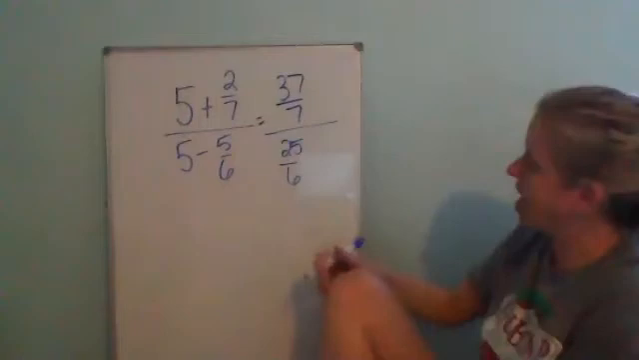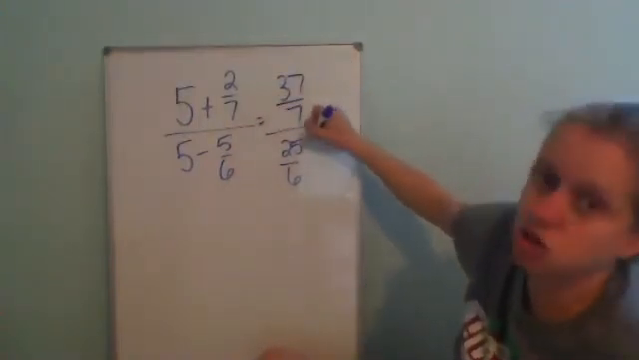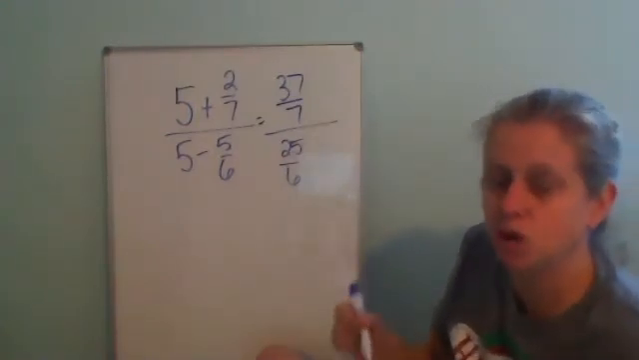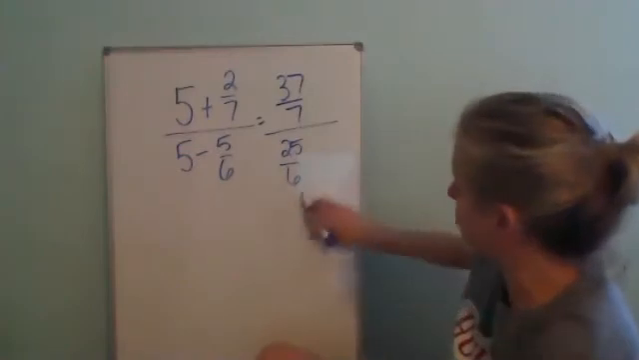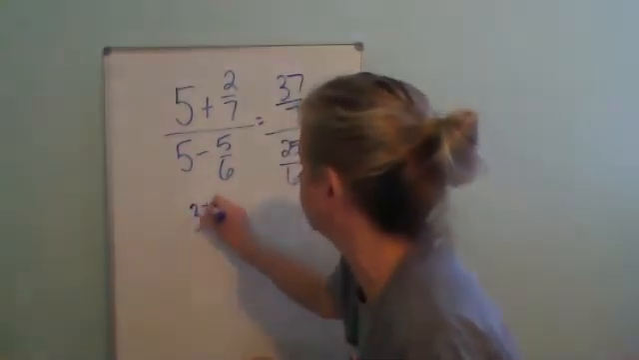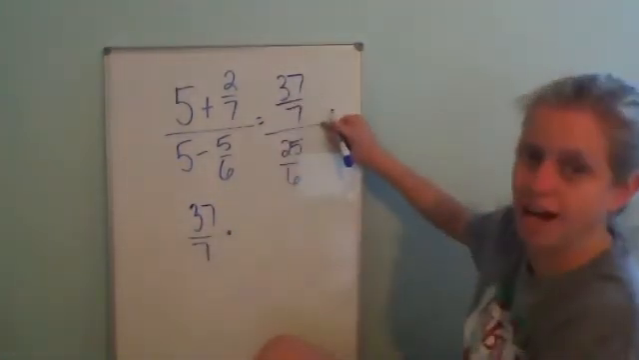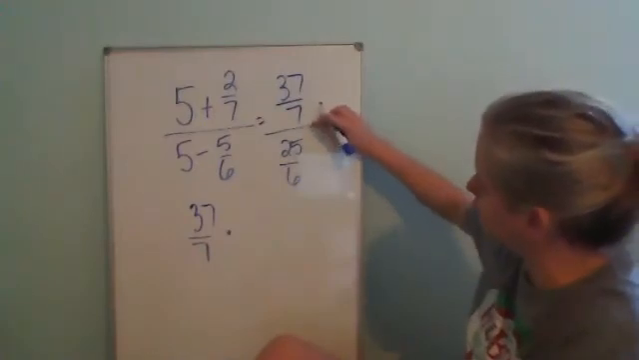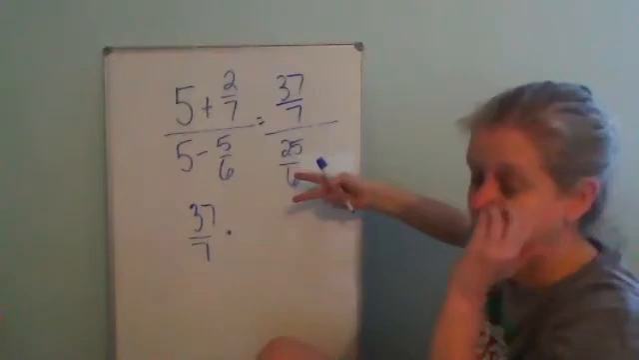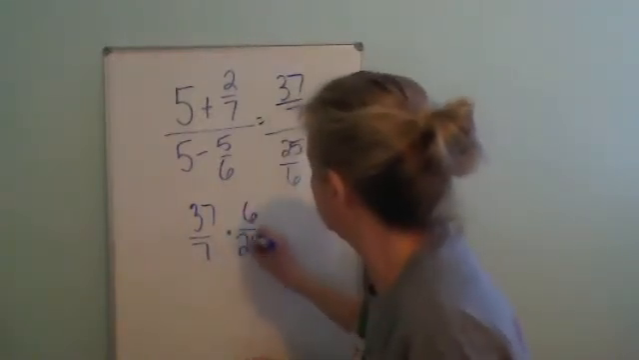So now look what we have. We've got 37 over 7 divided by 25 over 6. Now remember, what does division mean? It means to multiply by the reciprocal. So I'm going to leave this top number the same, so 37 over 7. Now, I'm going to change it to multiply. Remember, division means to multiply by the reciprocal. So just flip over that second fraction, so 6 over 25.